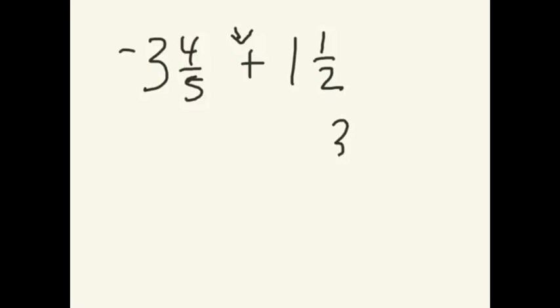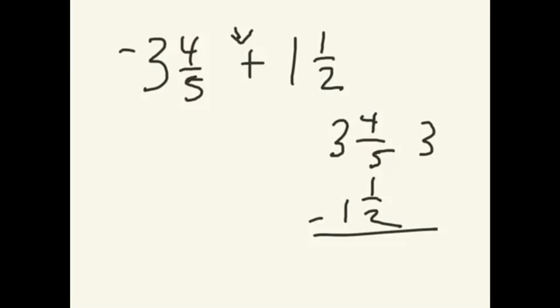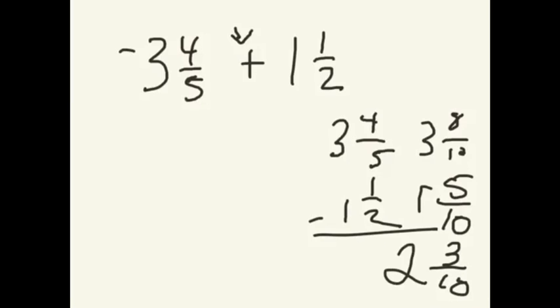So again, I'm going to put the larger mixed number on top. I'm going to put the smaller mixed number on the bottom, and I'm going to subtract them. I'm going to do this because I want to find the difference between the two numbers. So here, I'm going to convert to a common denominator, which is tenths. And I'm subtracting. So 8 minus 5 is 3 tenths, and 3 minus 1 is 2.